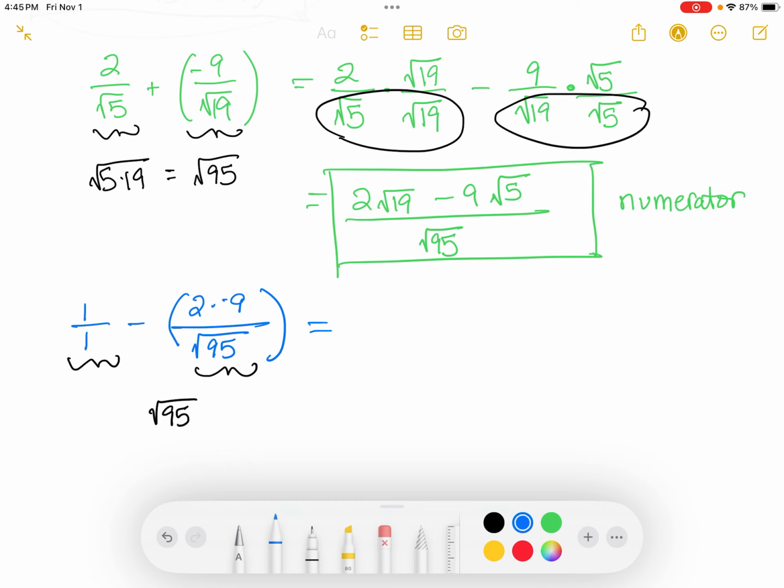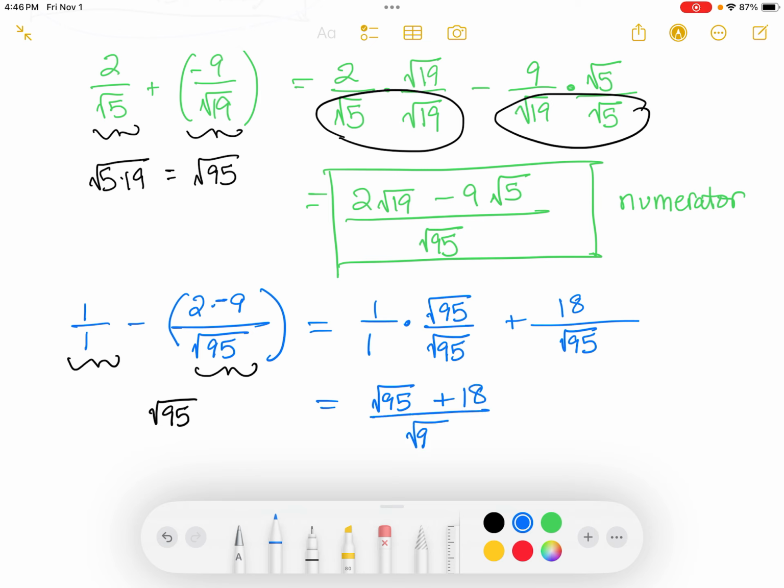So I have to take 1 over 1 times, well, how am I going to get to a denominator of the square root of 95? I'm going to multiply by this weird looking 1. And then I'm subtracting a negative number, so I'm going to be adding 18 over, and I already have this denominator over here. So my final answer, now that I can combine these numerators, I have square root of 95 plus 18 over the square root of 95. So this is my simplified denominator.